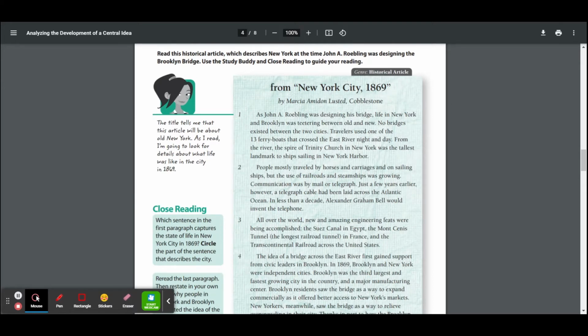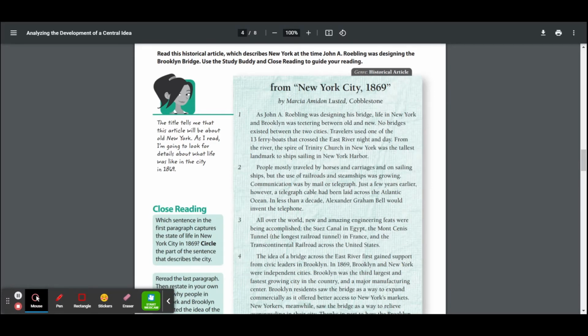So if I stop here, I'm going to realize that I've already read about this person who is designing a bridge to make life easier between New York and Brooklyn. They don't need to use all of these ferries. It seems like that's going to be an important concept. I would, of course, continue reading it to find out why.